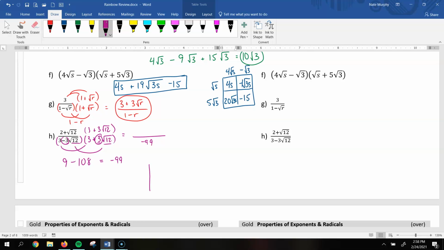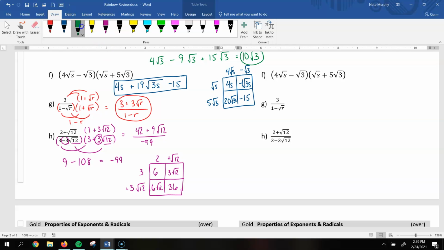Now for our numerator, we're going to have to use another one of these boxes, because these are not conjugates, so we can't just do that trick that we did in the denominator. So we're going to have 2 plus the square root of 12 times 3 plus 3 square root of 12. So 3 times 2 is 6. This will be 3 square root of 12. 3 square root of 12 times 2 will be 6 square root of 12. And lastly, square root of 12 times square root of 12 is 12, times 3 is 36. So if I combine like terms, 36 and 6 add together to be 42. And then 6 square root of 12 plus 3 square root of 12 is 9 square root of 12.